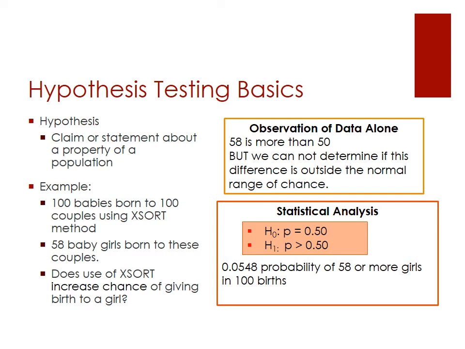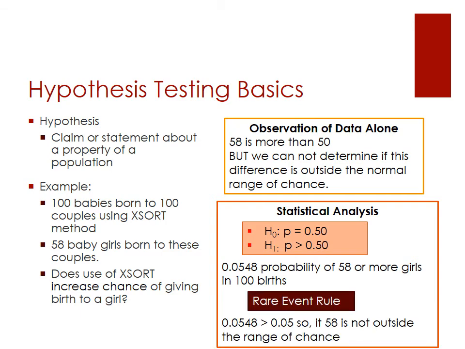And kind of working ahead on this one for you a little bit, I went through and did the calculations, and our probability of having 58 or more girls in 100 births is 0.0548. Okay, now we're going to use this by applying our rare event rule, and if you remember, our rare event rule is looking for a value less than 0.05. So if we look at this here, our value of 0.0548 is in fact greater than 0.05. So 58 is not outside the range of chance.